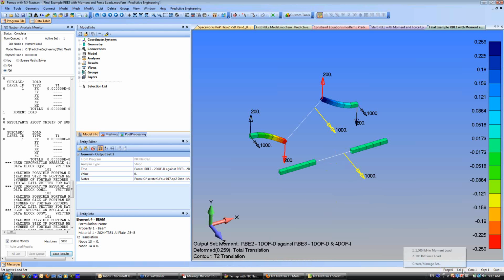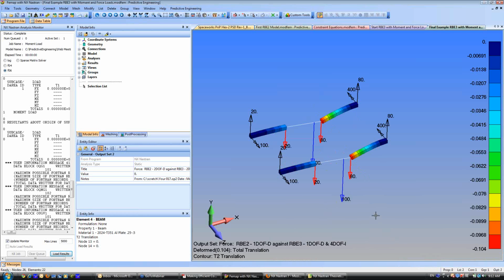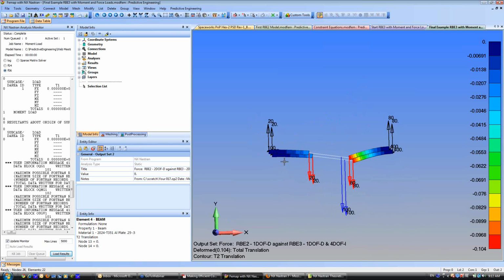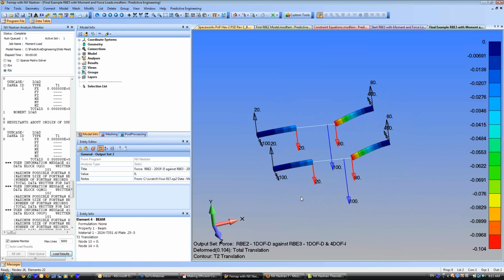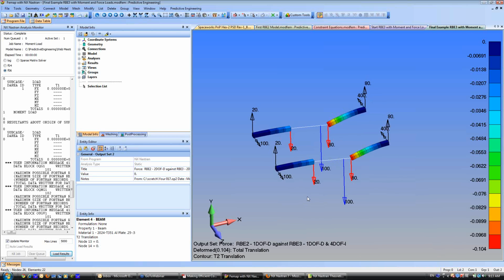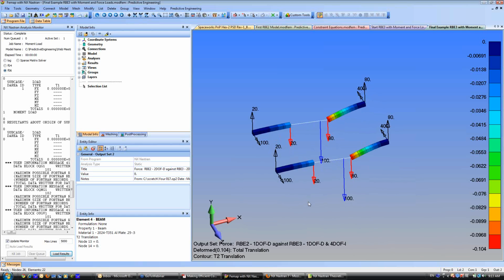If we switch it around and go to forces, like that, now we can transmit. And here the RBE2 and the RBE3 work out the same, because we're only pushing on the Y.